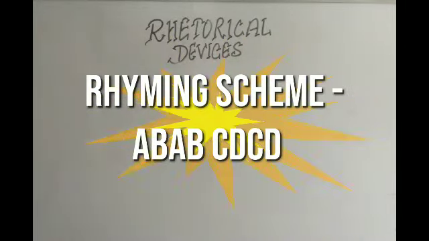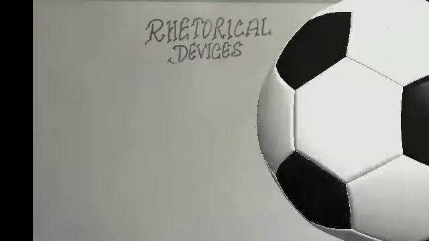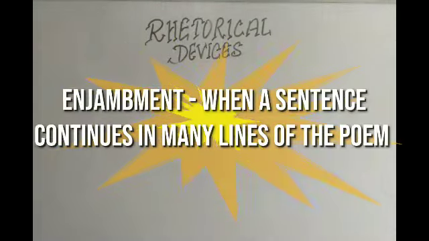The rhyming scheme is ABAB, CD. As we can see in the poem, the word crow rhymes with snow and me with tree. And in the second paragraph, heart rhymes with part and mood with rude. The second rhetorical device is enjambment. It is simply when a sentence continues in many lines of the poem, and we find it all through the poem as this poem consists of a single sentence.